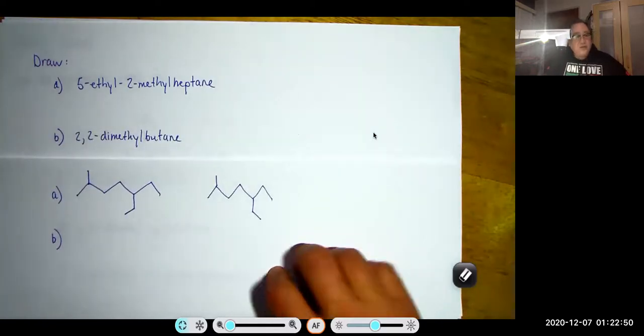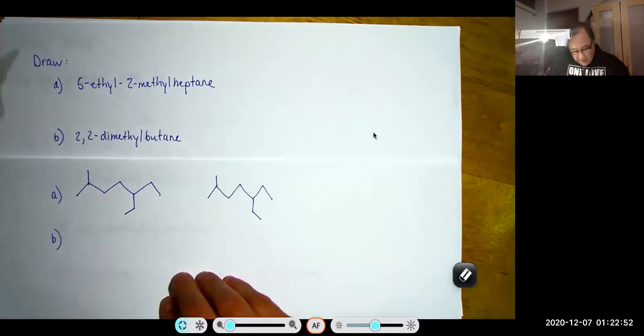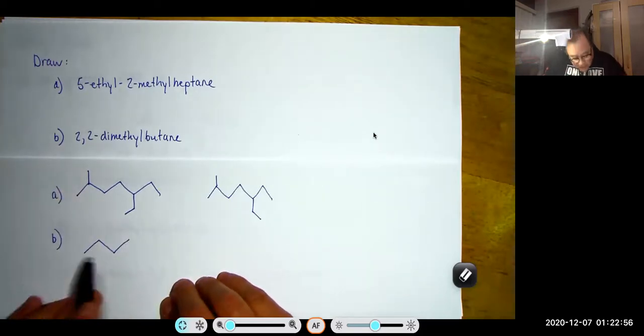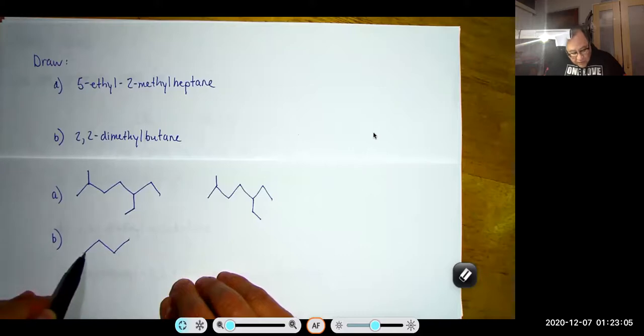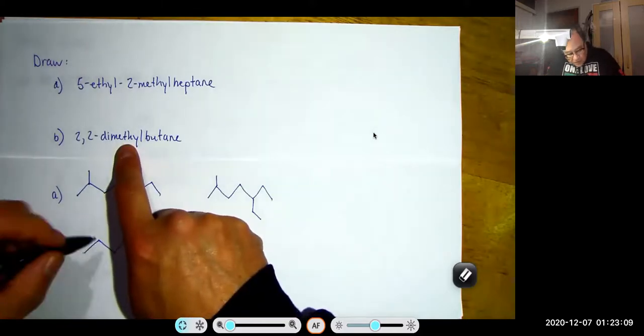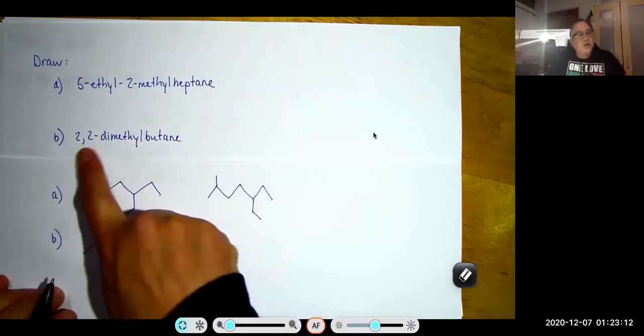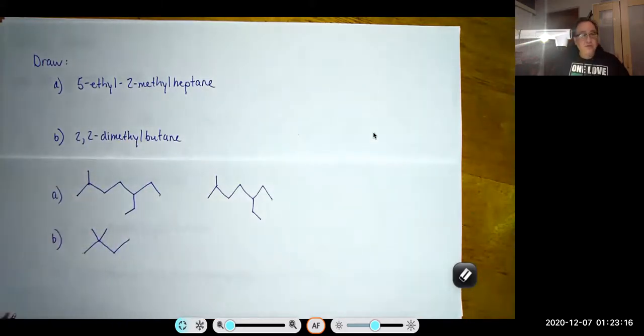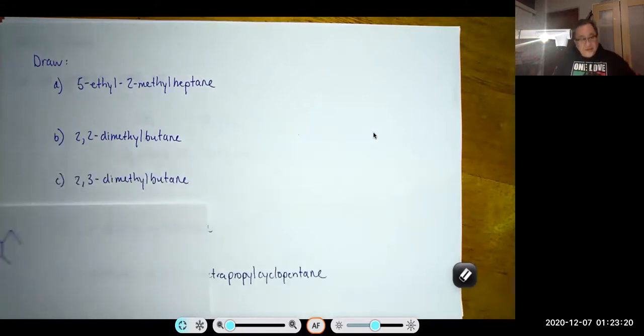2,2-dimethylbutane. So what are we going to draw for the parent? 4 carbons. So once you start drawing the zigzags, you count 1, 2, 3, 4. Go ahead and touch each carbon. Now, if this is carbon 1, this is carbon 2, I have to put a methyl on carbon 2. So there's a methyl. And I have to put another one on carbon 2. So there's 2,2-dimethylbutane.